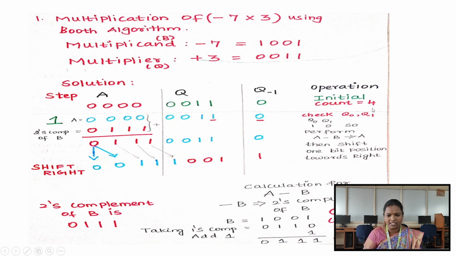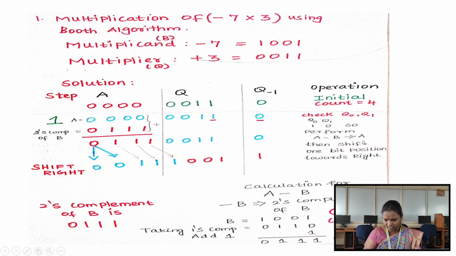Once after initializing all these registers, we are going to check the condition. Who is going to check the condition? The control unit will provide the necessary control signals to check the 2 bits, Q0 and Q minus 1. Q0 is nothing but the LSB of this Q register. When Q0 and Q minus 1 is 0 1, hmm, in this case we are going to perform the subtraction operation. After performing the subtraction operation, the result is going to be stored in A register.